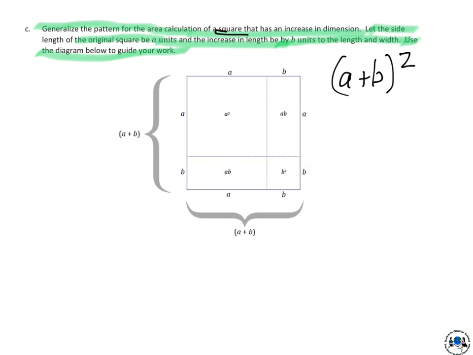We have (a + b) squared, which is generalizing now. We're coming up with a formula because we've been doing it the same way every time, but using very specific numbers. Now, of course, we're getting into non-specific, we're getting into variables, which are going to allow us to plug in any number we would like.